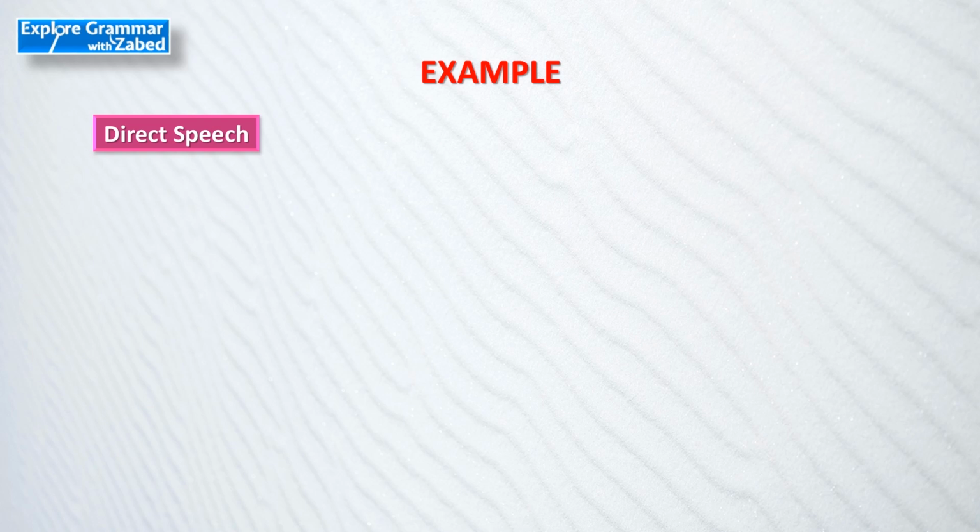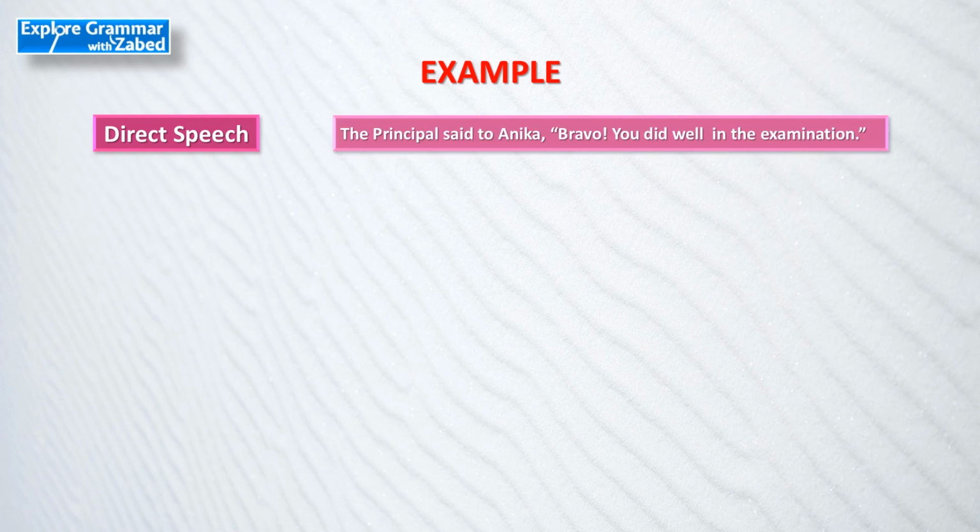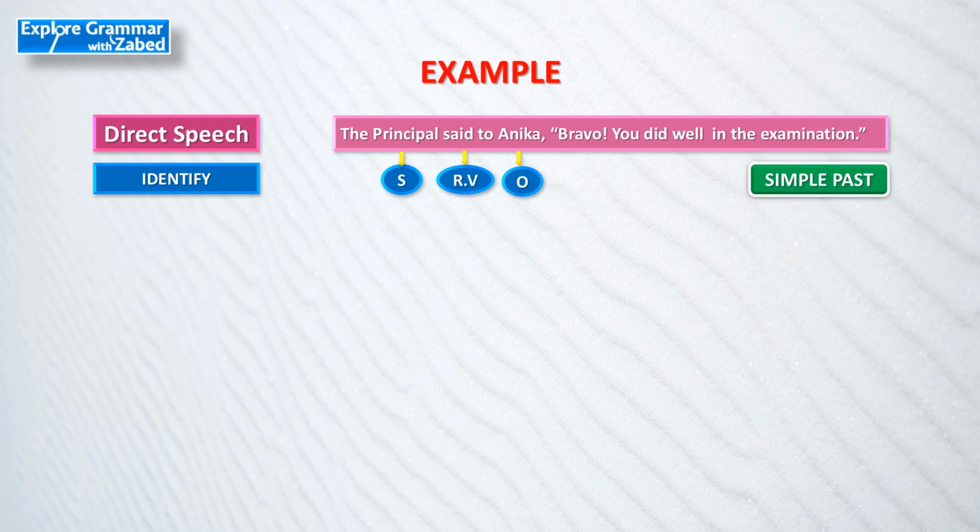Let's look into another example of it. The principal said to Anika, "Bravo, you did well in the examination." Step 1 is to identify. Here, the principal is the subject. Said to is the reporting verb. Anika is the object. You is the example of pronoun, and the reported speech is in simple past tense. And the word bravo is an example of exclamatory word.